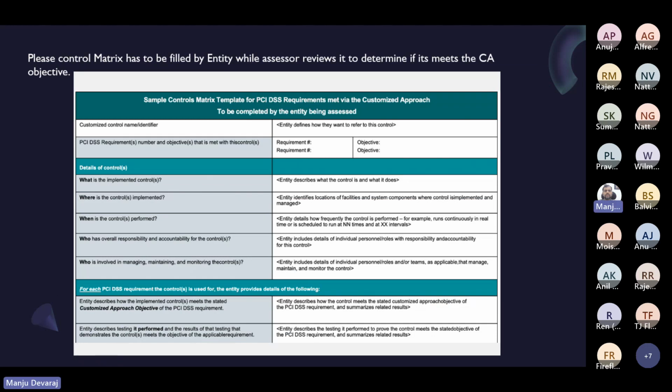The control matrix has to be filled by the entity while the assessor reviews it. It means an assessor, a QSA, qualified security assessor, reviews it, but the entity has to take the call to fill up the whole control matrix because it's the entity's call to bring a unique solution, and they might have done all the due diligence. They might have done all the checks before they bring any such solution, on whether the solution fits into their organization and fulfills the necessary business objectives.